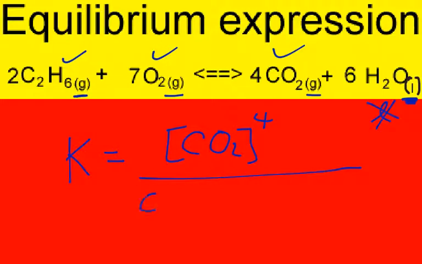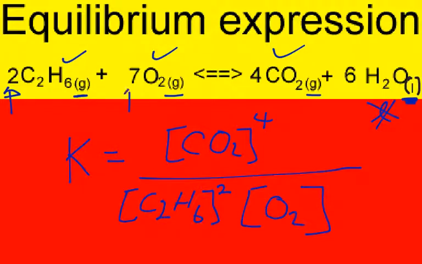We put C2H6 in square brackets. And in front of the C2H6, we notice we have a 2. You see we put a 2 there. And we put another square bracket right here. Inside goes O2. And in front of the O2, we notice there's a 7 coefficient. So that 7 coefficient goes as a 7 exponent, and you're done.